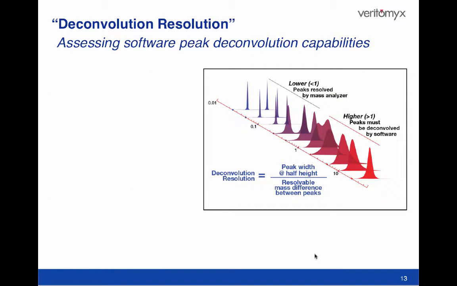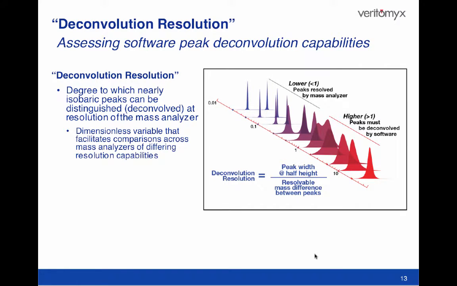While we have looked at some specific examples, let's now generalize the problem discussion to all mass analyzers. When dealing with overlapped peaks, it is helpful to frame the problem in terms of deconvolution resolution, which is a dimensionless variable that characterizes the degree to which nearly isobaric peaks can be distinguished at the resolution of any specific mass analyzer. Deconvolution resolution is a universal concept that applies to all mass analyzers.